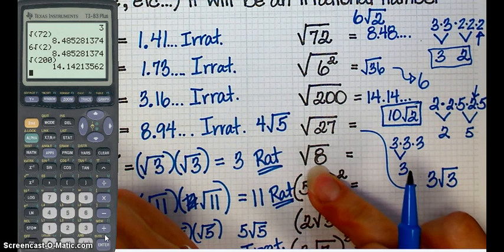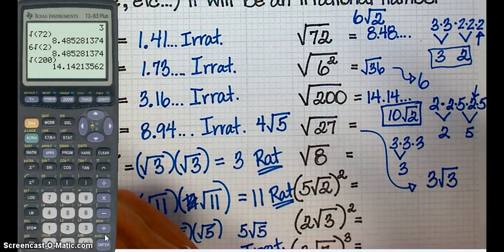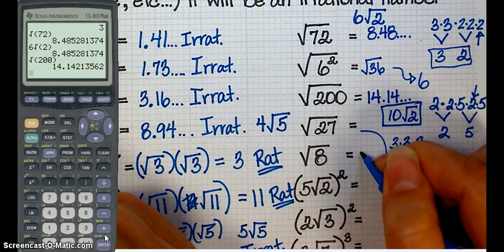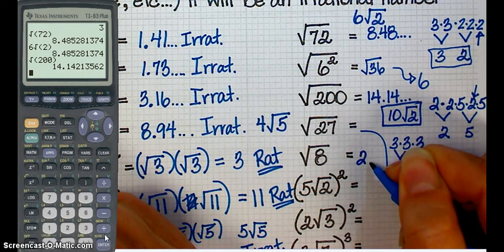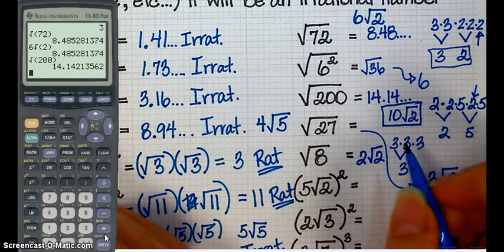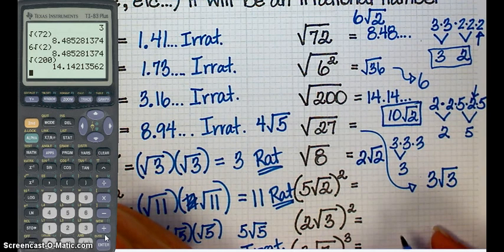We already did the square root of 8. Remember, 2 times 2 times 2. I can take out 4. The square root of 4 is 2, but I still have another 2. So the square root of 8 is 2 times the square root of 2.